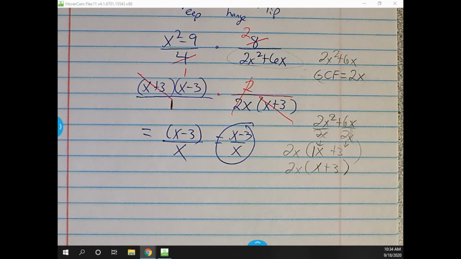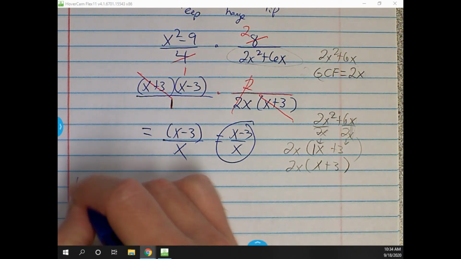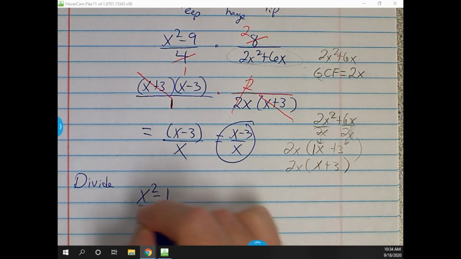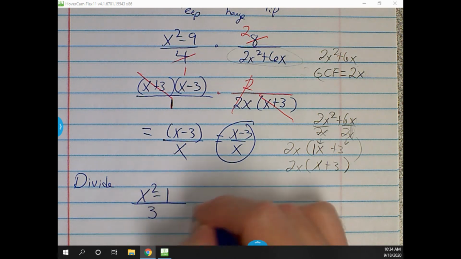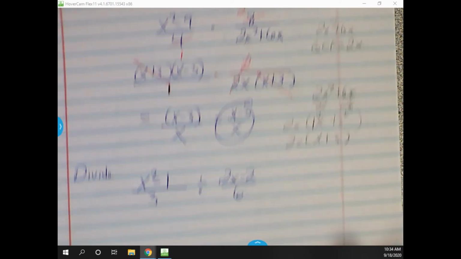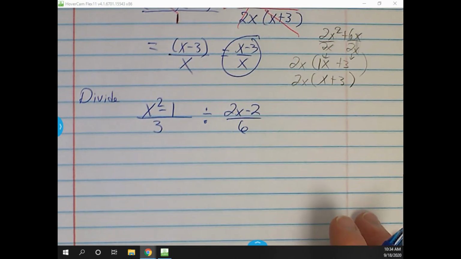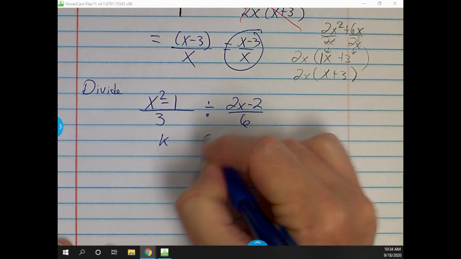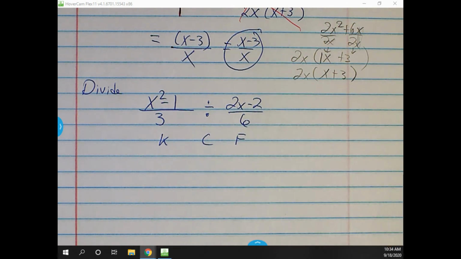A little bit different, but pretty much the same kind of question here. Let's go with x squared minus 1 over 3, and we'll divide that by 2x minus 2 over 6. Okay, same basic setup with this one.